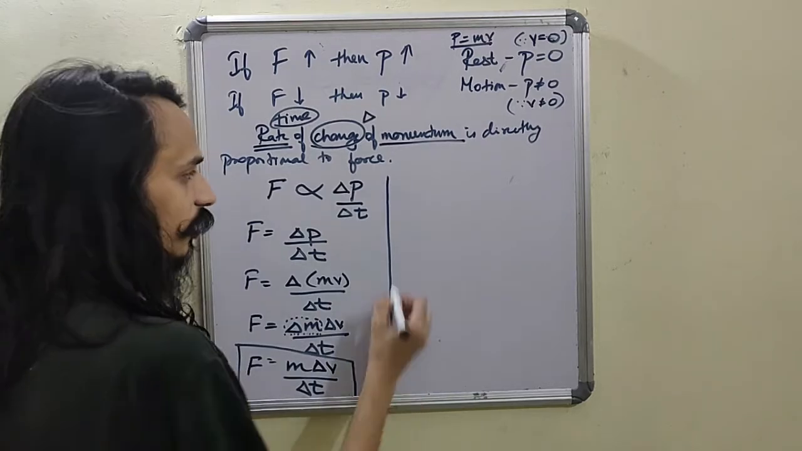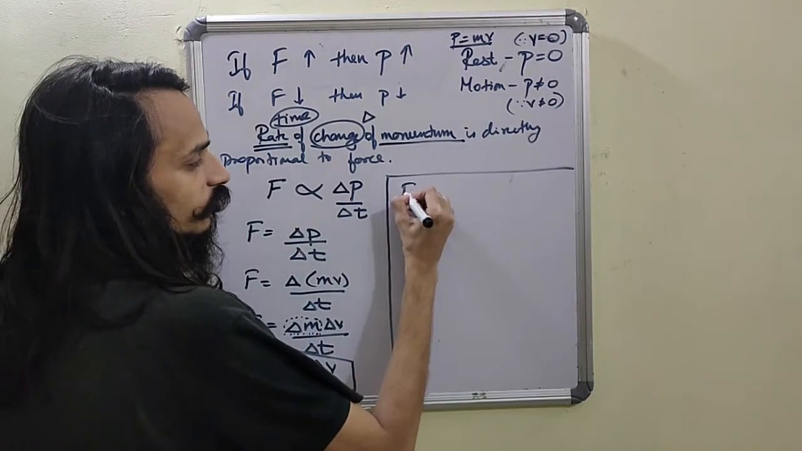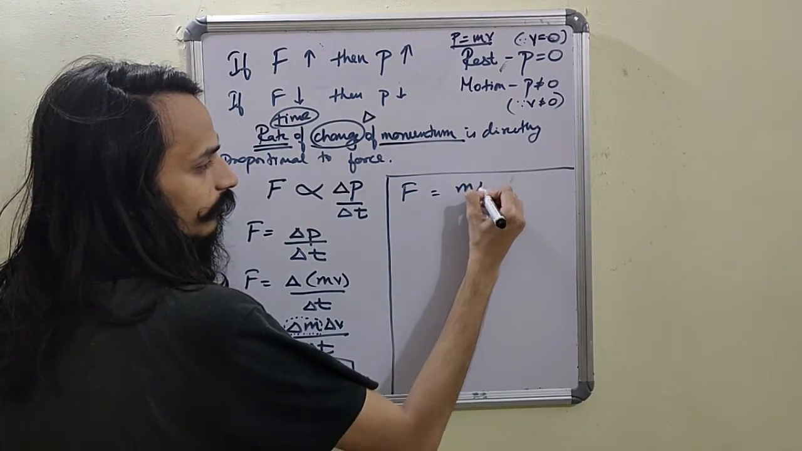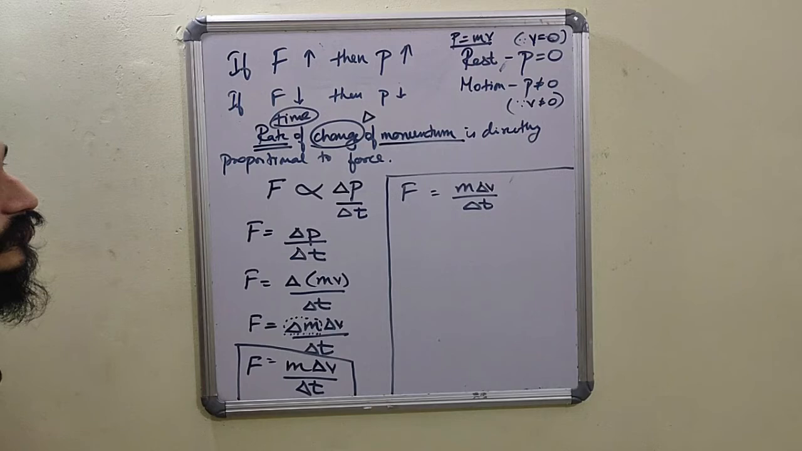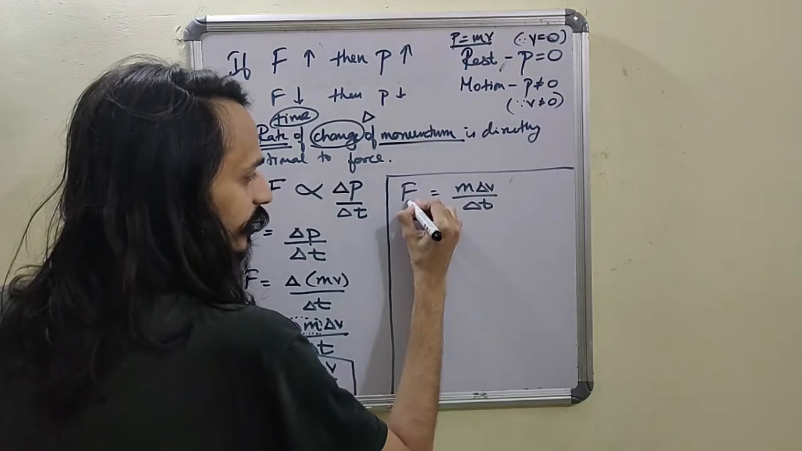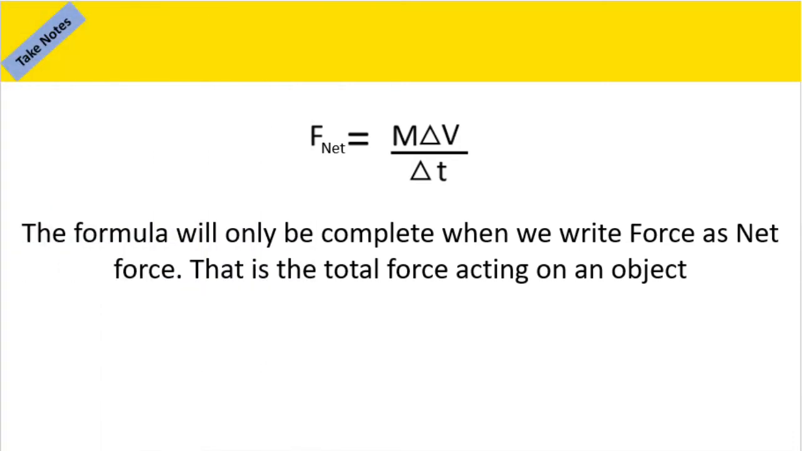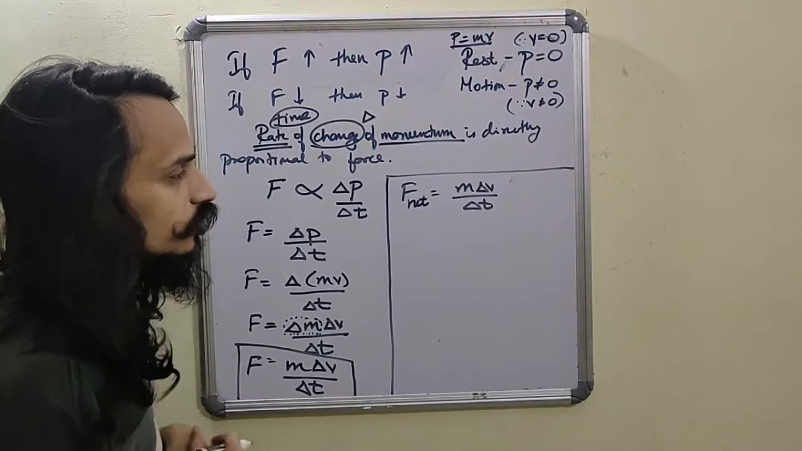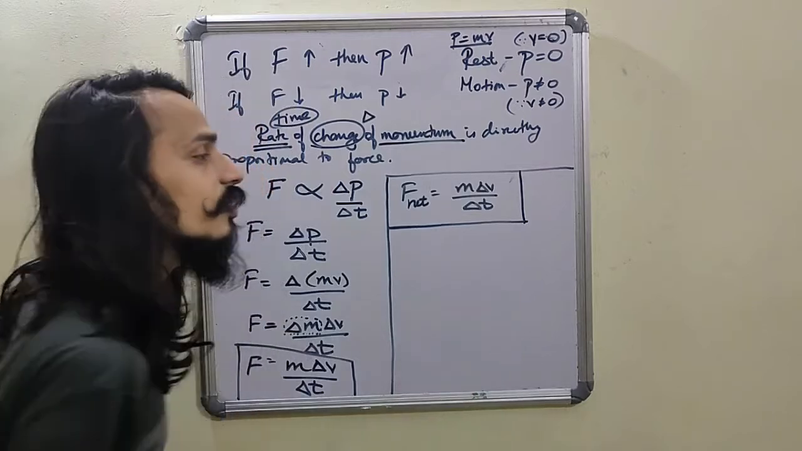So we know how to find momentum. We also know how to find change in momentum. I'll write this again over there. Force equals m delta v divided by delta t. Keep one thing in mind: when we talk about force, we say net force, right? Meaning total force of everything that is applicable. So I'll write F net over here. So this is the main formula that you'll have to remember for your numericals and sums going forward.